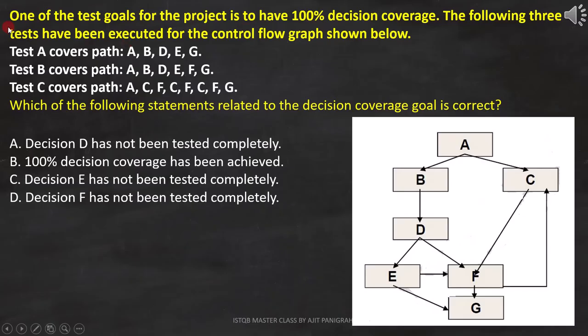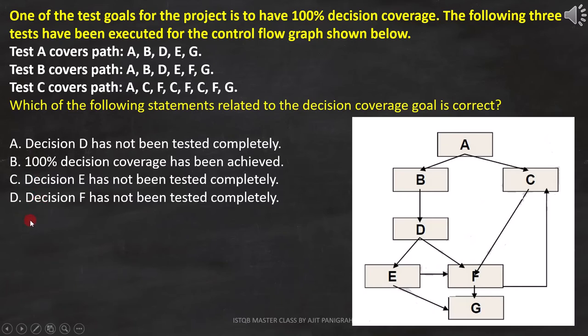Here, the question is, one of the test goals for the project is to have 100% decision coverage. The following three tests have been executed for the control flow graph shown below. Which of the following statements related to the decision coverage goal is correct? And then these options are provided.